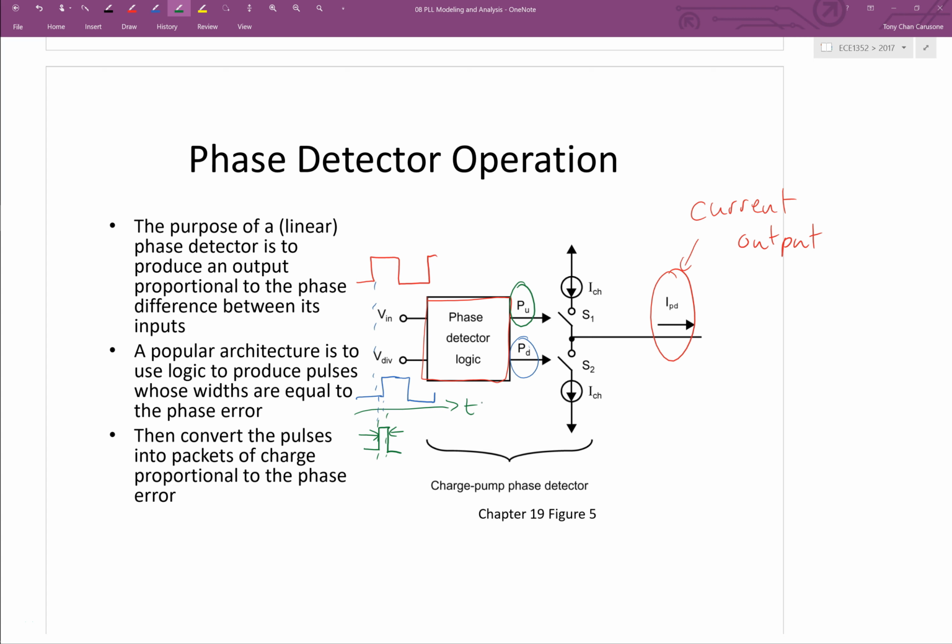So they, in turn, drive these switches, S1 and S2. So if it's the picture that we showed over here, that would correspond to the PU switch going active. So that switch would turn on, and then we would see at the output a current IPD equals this, whatever that current source current is, ICH. Okay, CH for charge pump. That's why it's labeled ICH.